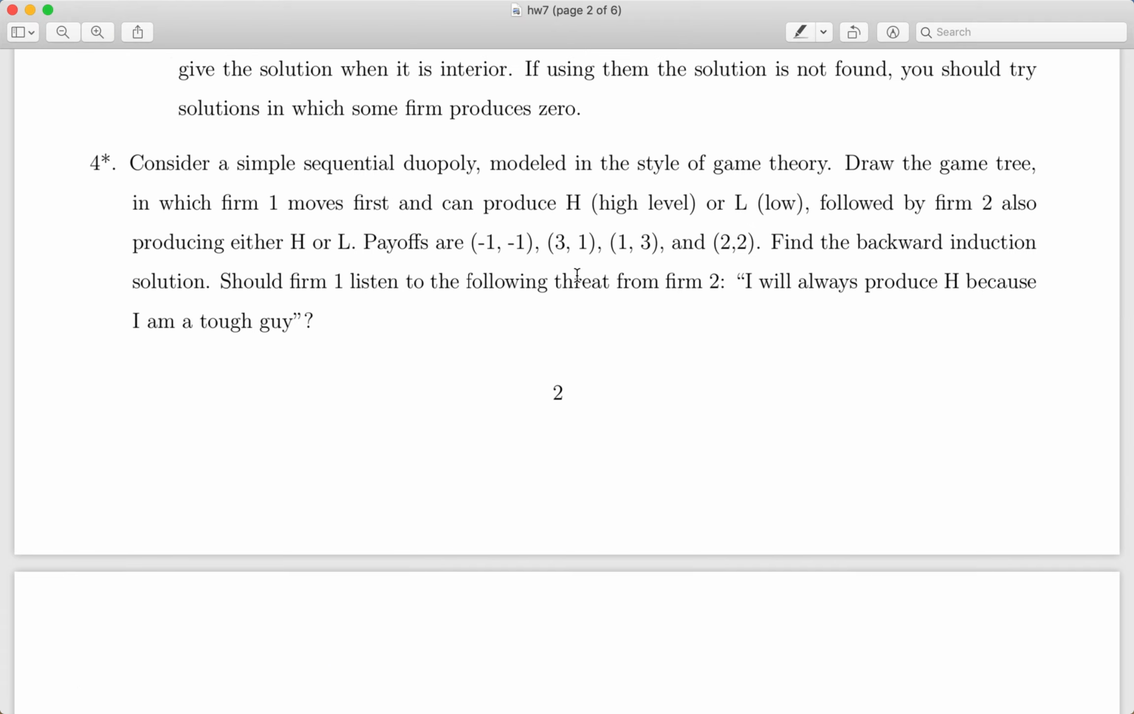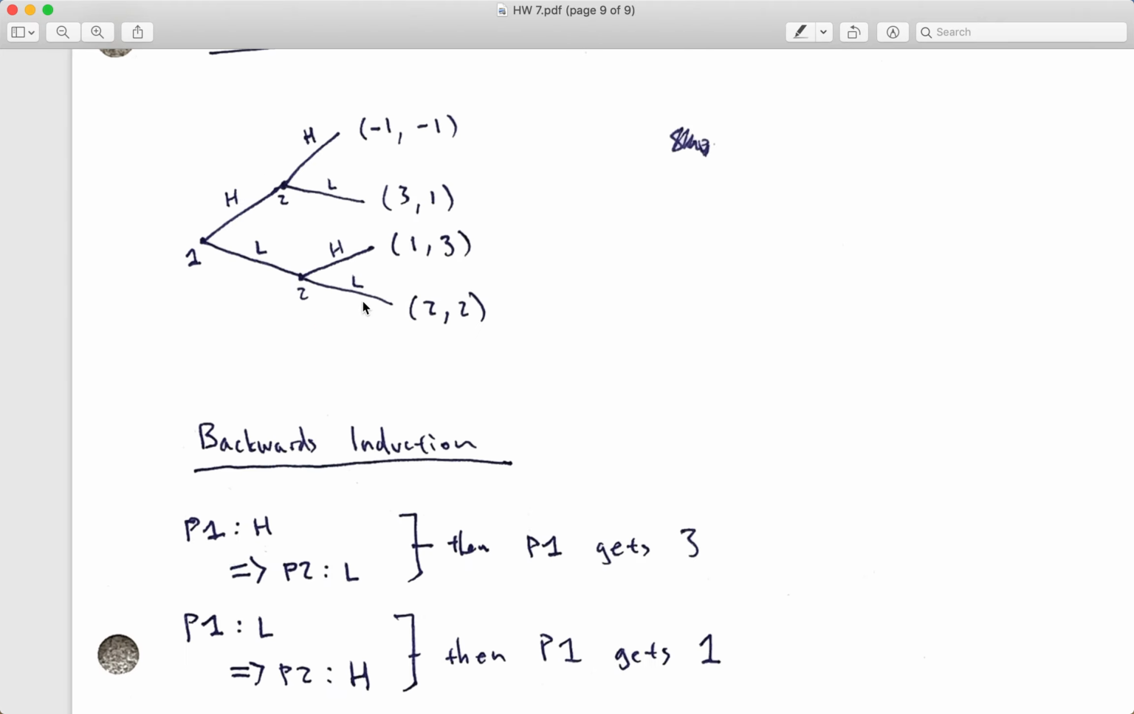Now we ask, should firm 1 listen to the following threat? "I'm always going to produce H because I'm a tough guy." The idea is, if you really think that player 2 is always going to produce H, then of course player 1 should pick L, because 1 is better than -1. But they shouldn't really listen to this threat, because the payoffs clearly show that that's not going to be in their rational interest. And so ultimately the threat should be disregarded.